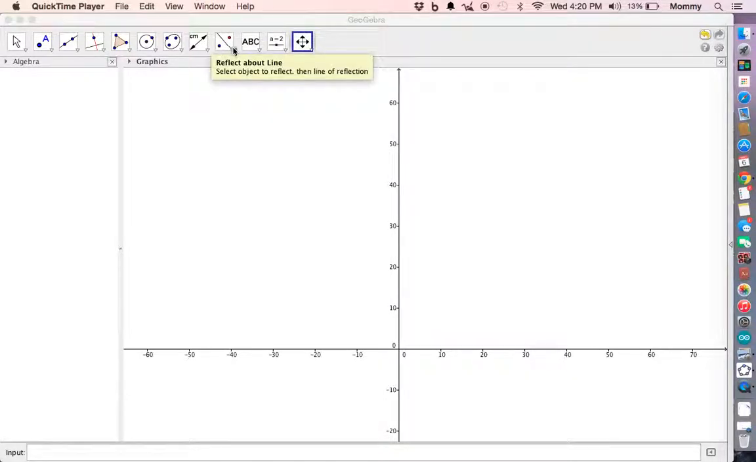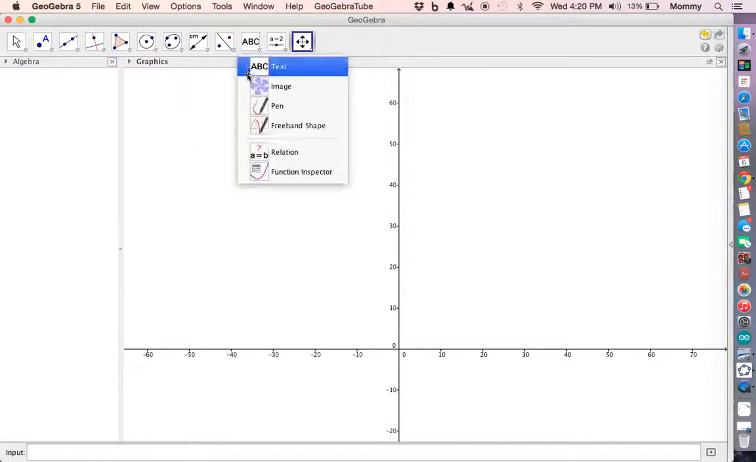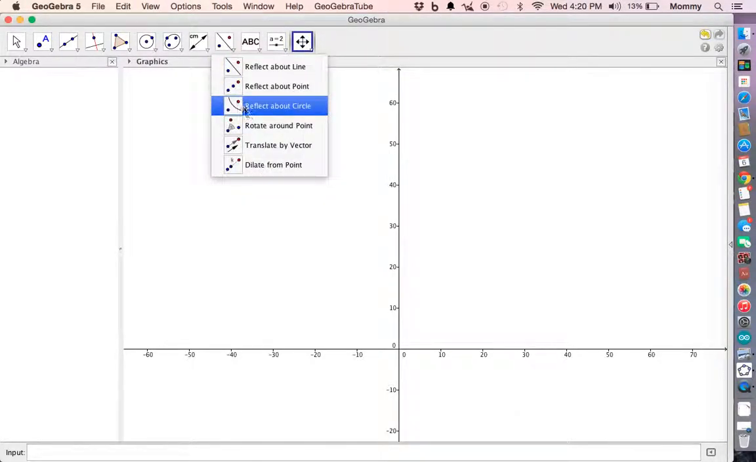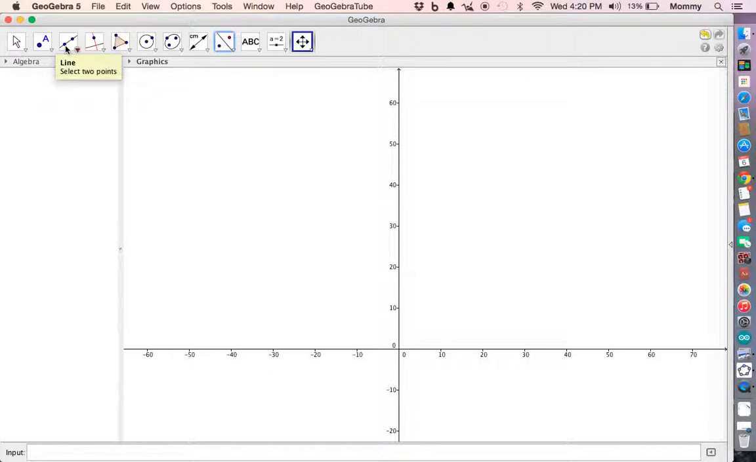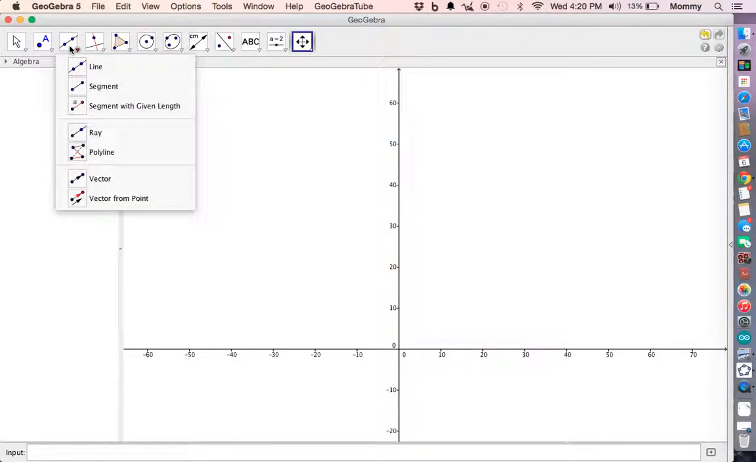We're going to explore reflections using GeoGebra. All right, so this one is reflect about the line. You can also reflect about a point or a circle, but we're just going to stick to the line because that's your basic introductory knowledge that you need to know.